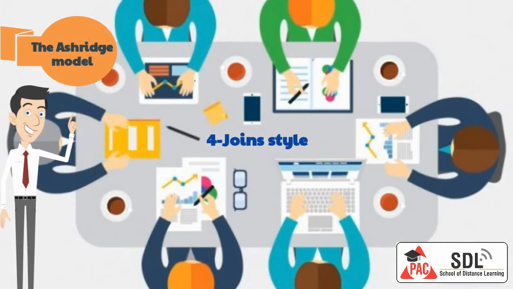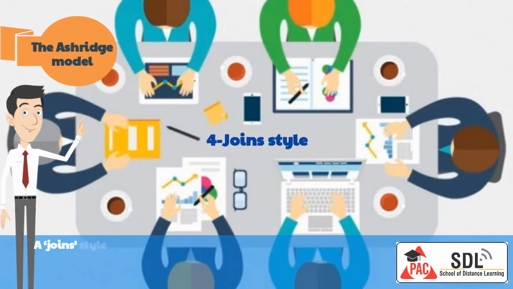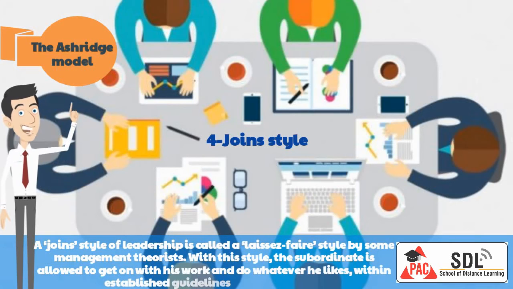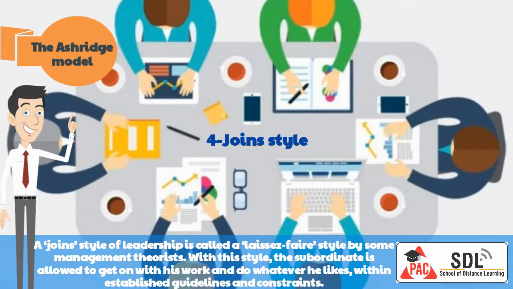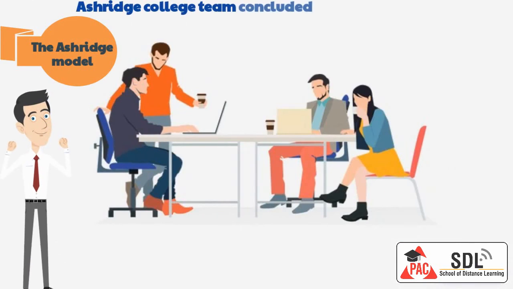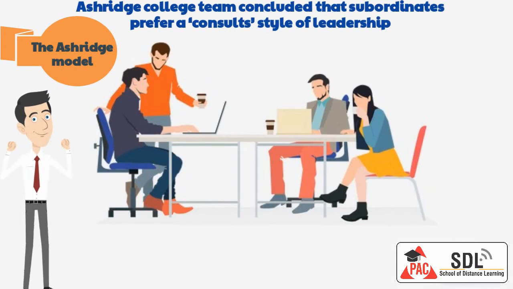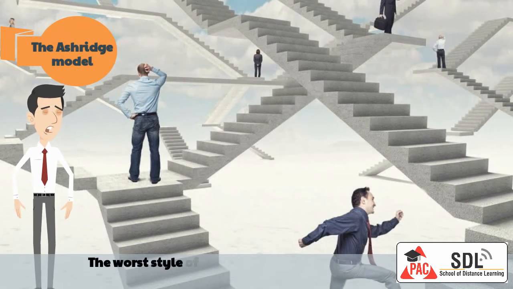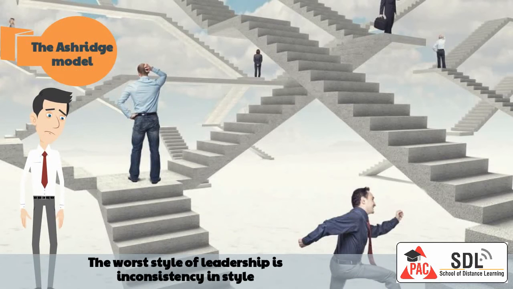Fourth, joins style. A join style of leadership is called a laissez-faire style by some management theorists. With this style, the subordinate is allowed to get on with his work and do whatever he likes, within established guidelines and constraints. Ashridge College team concluded that subordinates prefer a consult style of leadership. The worst style of leadership is inconsistency in style.